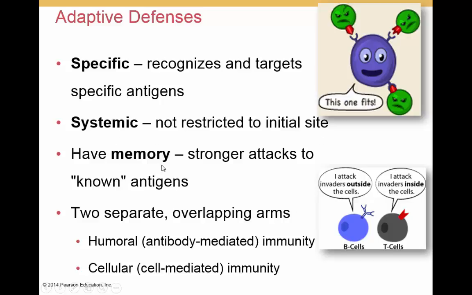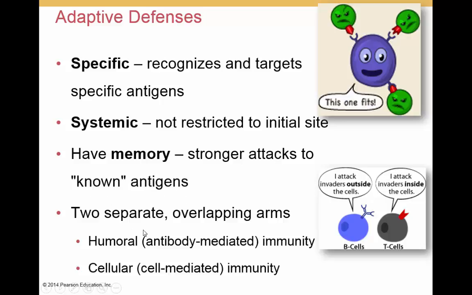New to these as well, the adaptive defenses, is they have memory. Some of these B cells and T cells will live forever. There's a small fragment once you have an infection that will live on forever. The others will die, but they're there to recognize that attack again if it's the same virus, same bacteria, and the response will be stronger and it'll be faster, which is very cool. These cells are the whole reason that vaccines work.